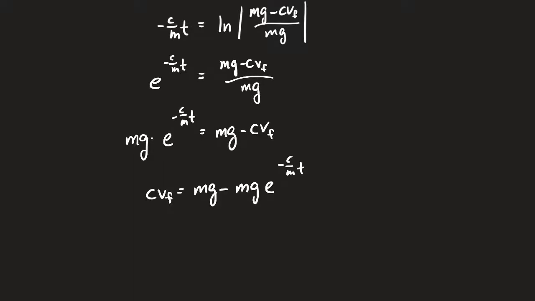Whew. We still doing okay out there in the homeland? Doing great. Fantastic. Do you notice you can factor out the mg? You should do so. So I'm going to get CVF equals mg times 1 minus e to the negative c over mt.